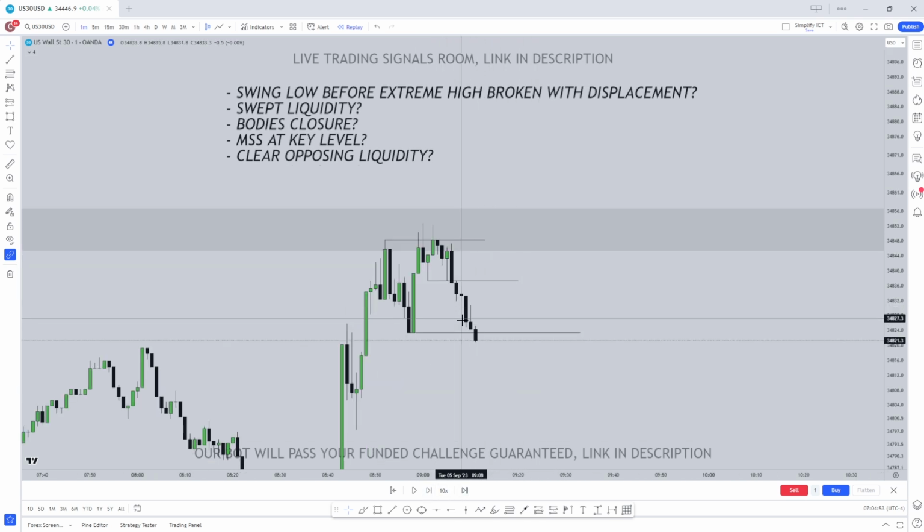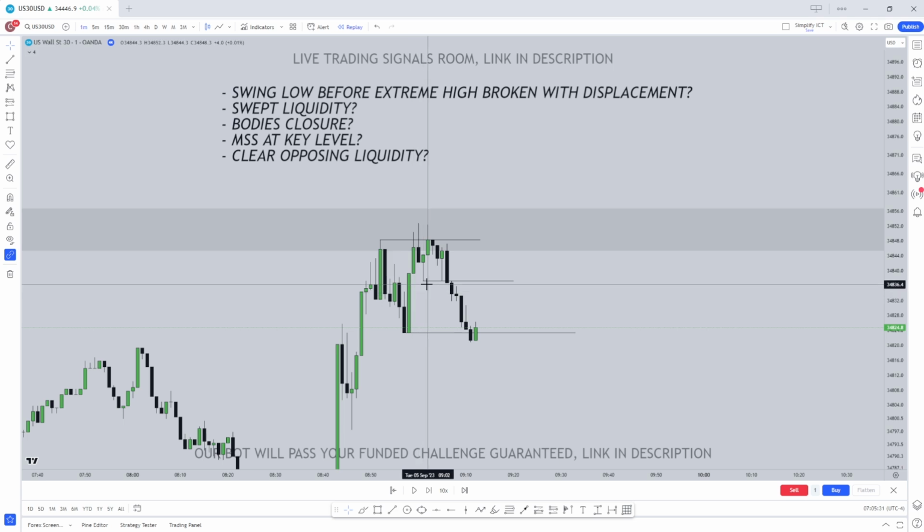And now as you can see, price has broken structure with that body closure below. It has broken structure with displacement because price has closed below. Ideally, we want to see a fair value gap form as it's breaking structure as well, just to show that extra displacement. But because it's ticked all the other boxes and swept liquidity, etc., this would still be a valid market structure shift for me.